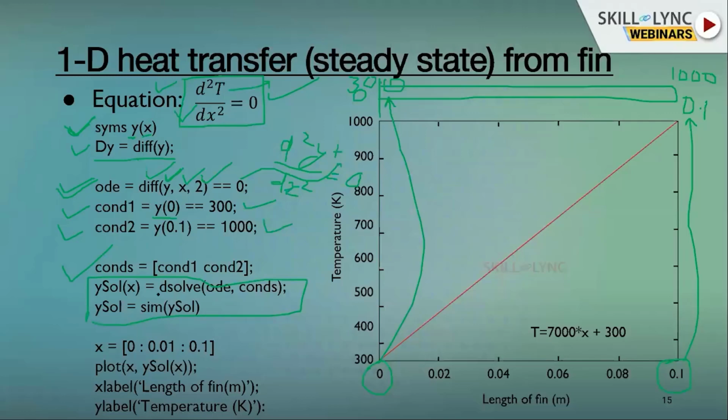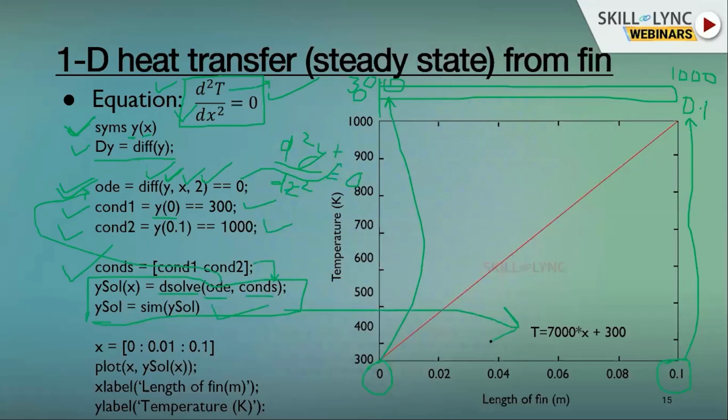So you just have to type dsolve in MATLAB for the ordinary differential equation. Here this is your ODE, and the conditions. That's why you have created one array of the conditions. So this will go here, you will solve it, and you will get this same result. This is the result here.